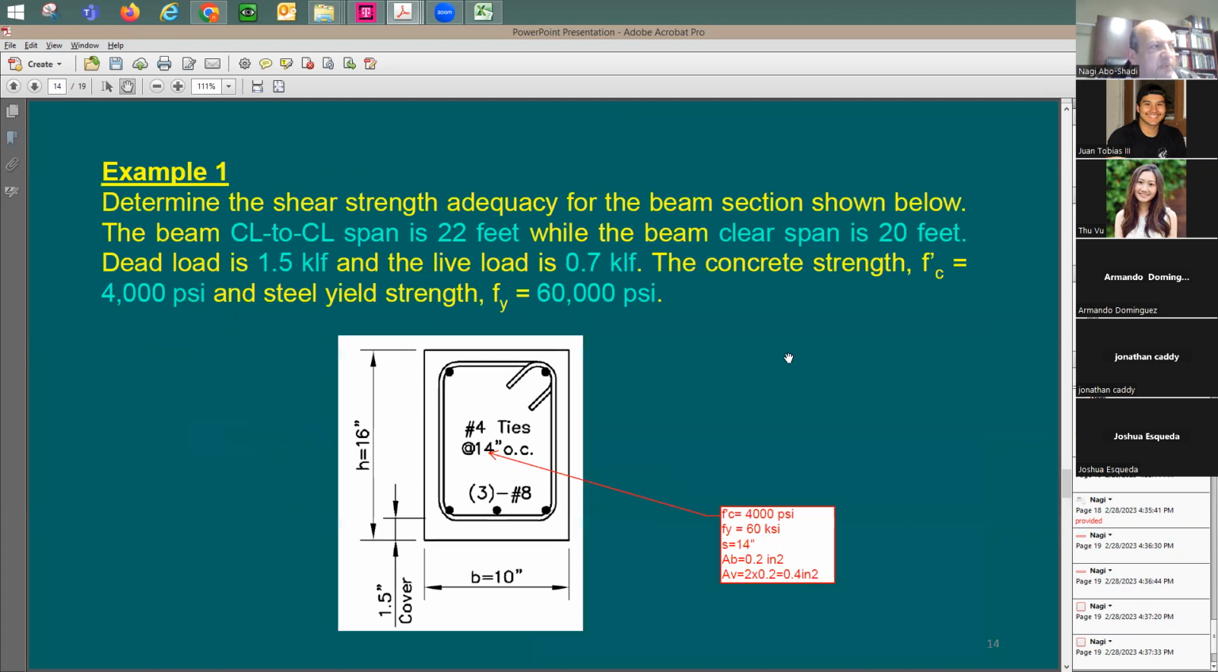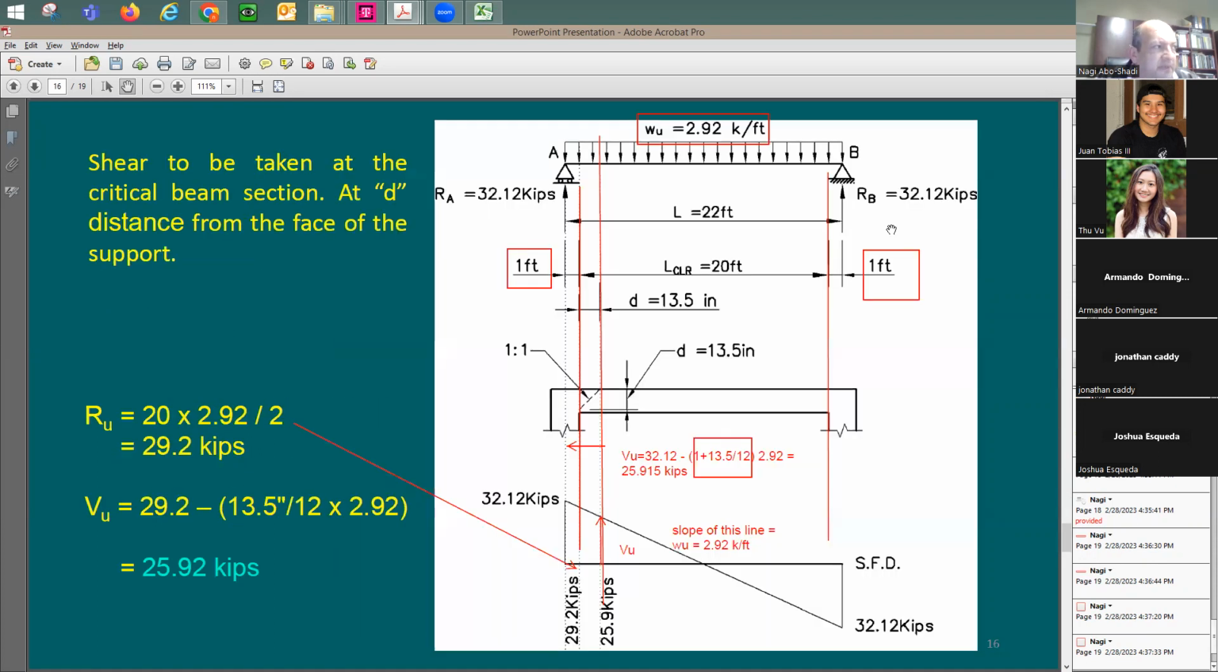Some people would think about it this way. You have center to center span, you have also clear span, correct? Yes. You have two spans. So one person here is going to be looking at this and say, this is going to be the reaction at center of support. And this is going to be the reaction at face of support. Since we have two spans, we have clear, we have L, center to center. So if you take this 10 feet, half of the 20, multiply by 2.92, you're going to be getting here 29.2.